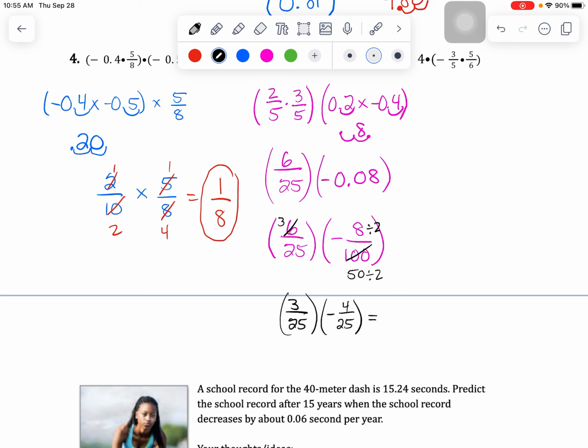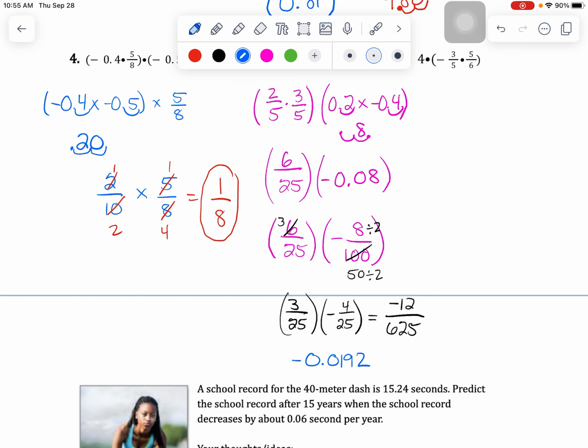So I am going to end up with, let's see, 25 times 25 is 625, and 3 times 4 would be a negative 12. So I get negative 12 over 625. If you had happened to change these to decimals instead of fractions, you would have ended up with negative 0.0192, okay, if you went that route.